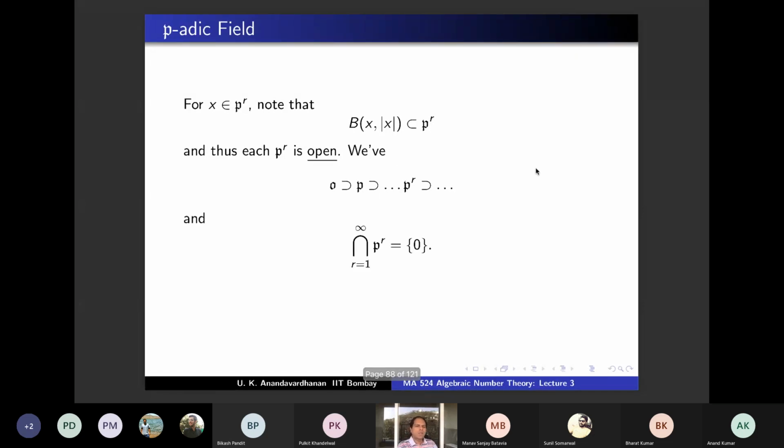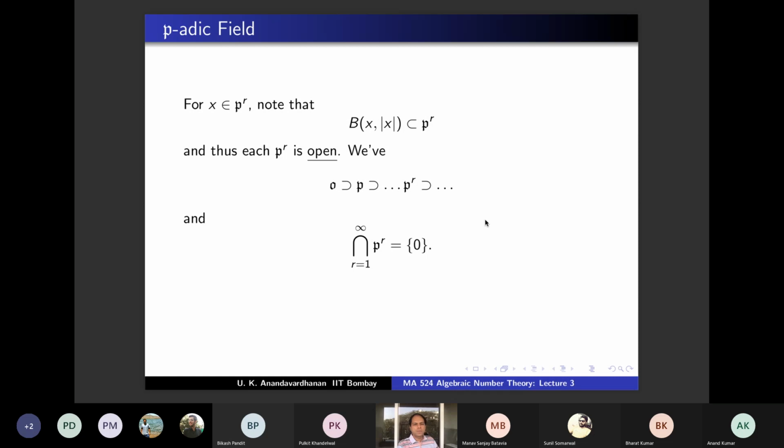And what can you say about the intersection of all this? Intersection is 0. Why? Because if you take something from the intersection, that means x belongs to p power r for all r. That means valuation is bigger than or equal to r for all r, which means valuation is infinity. Valuation is infinity is the same as saying it is 0. If you want to argue with modulus, what this says is mod is less than or equal to c power r for each r. So mod is becoming smaller and smaller than anything. So mod has to be 0.